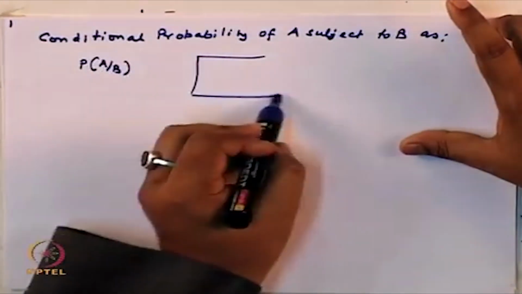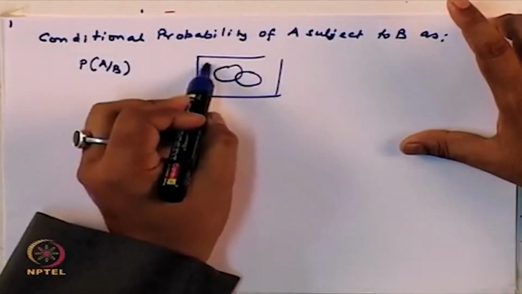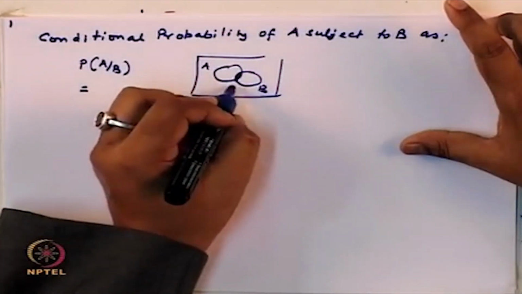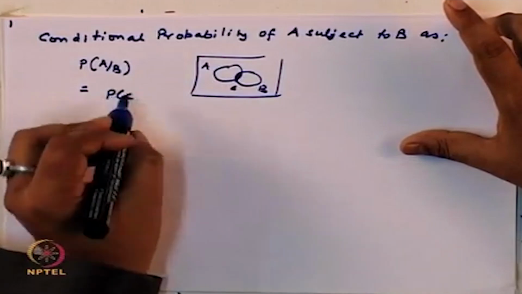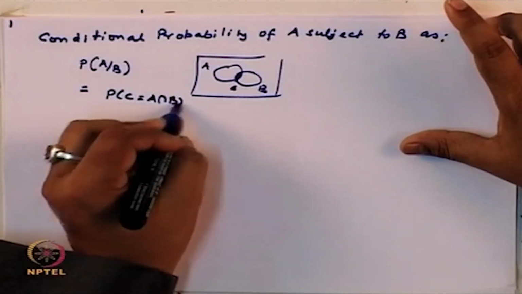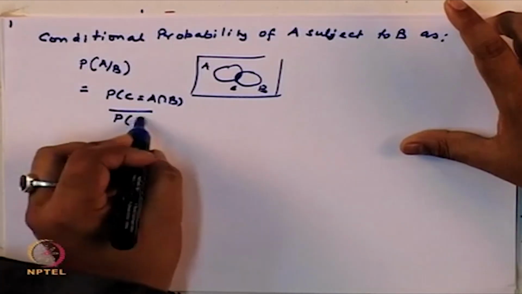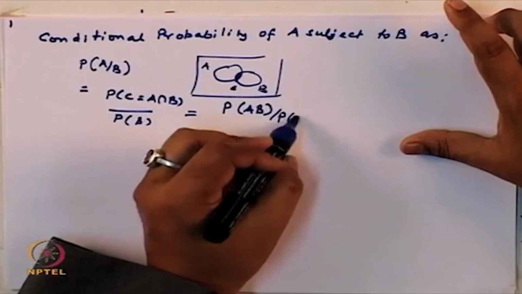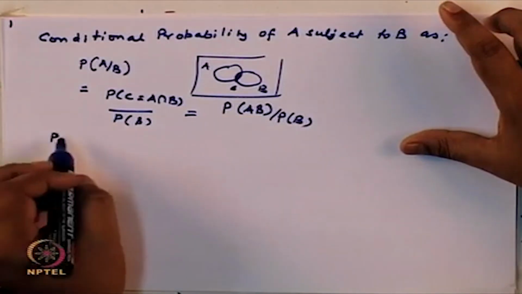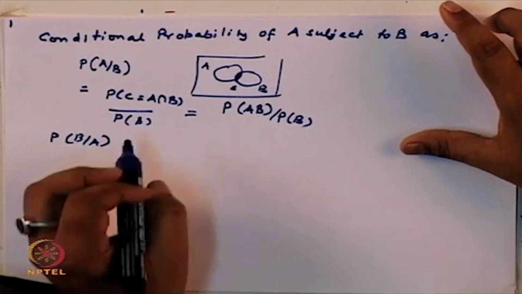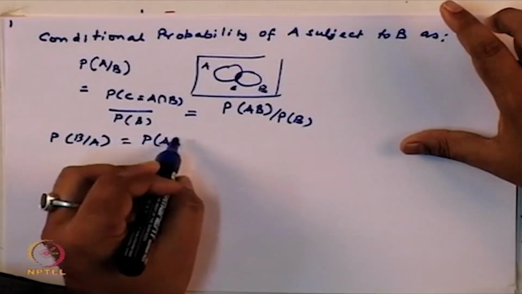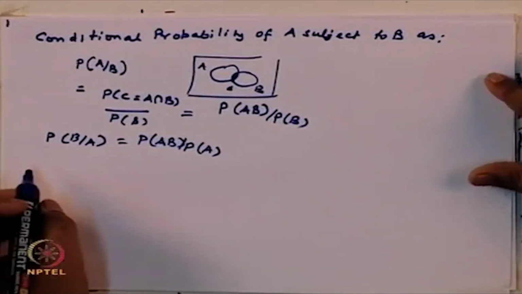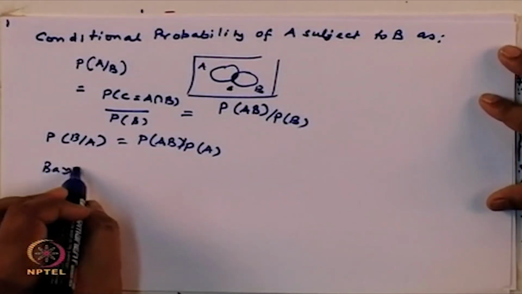And what we had found is that if you have two events A and B like this, P of A given B is basically the shaded zone, that is, say C, the probability of C, which is equal to A intersection B by probability of B. Okay. So, this is probability of A B by probability of B. Similarly, you can have probability of B given A as probability of A B by probability of A. Okay.